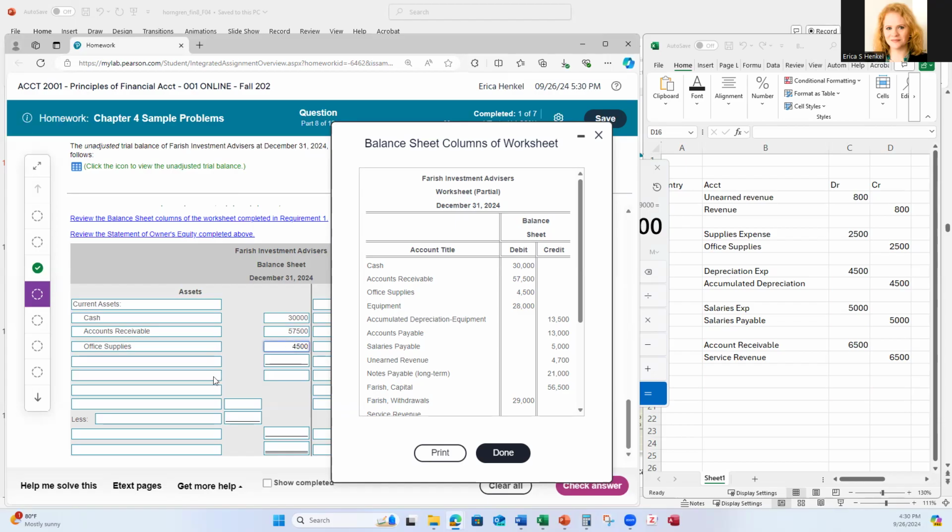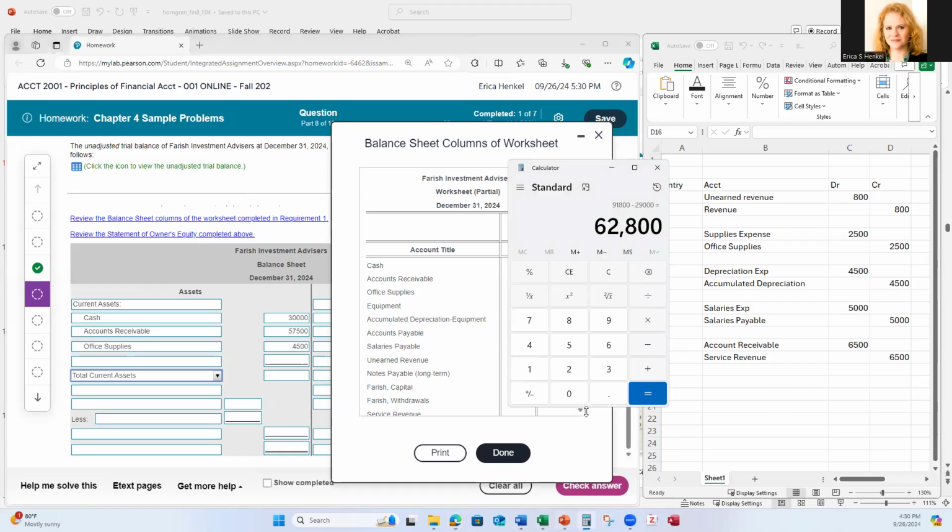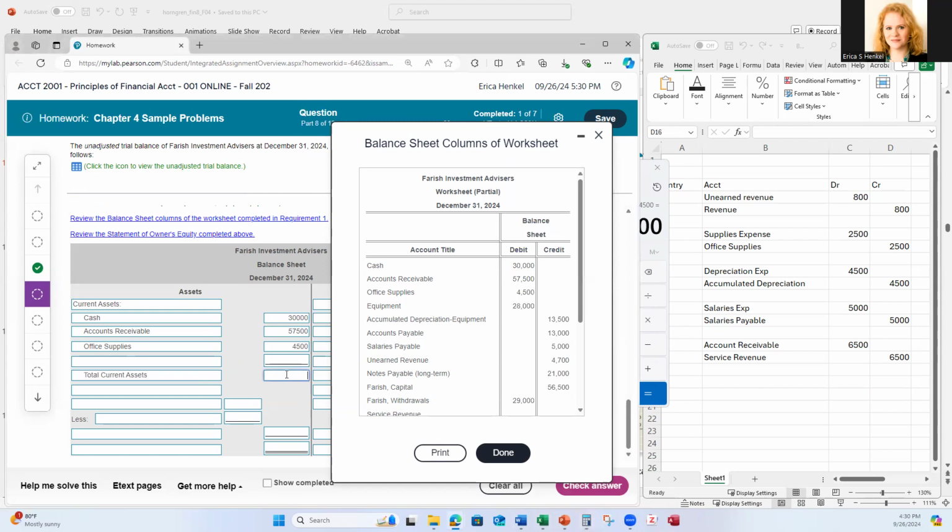And then that's going to get us to total current assets here, which we're going to add together, of 92,000. So our first subclass on this classified balance sheet is current assets, all of the assets that are cash or expected to be converted to cash within 1 year. We've got those all in there.